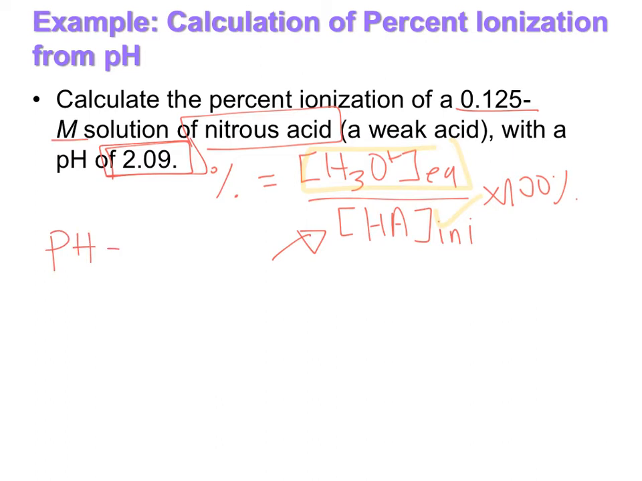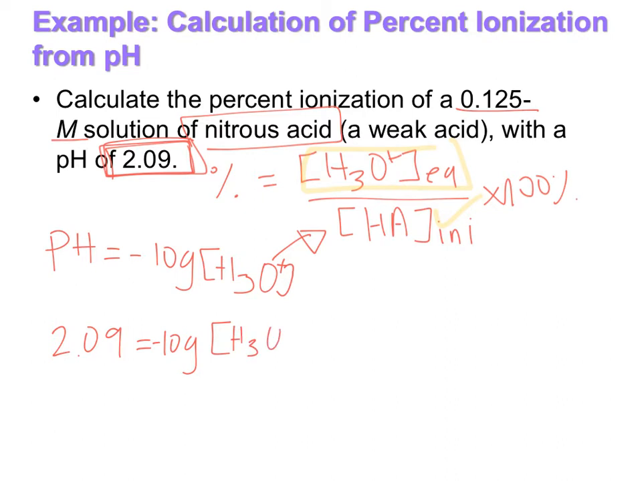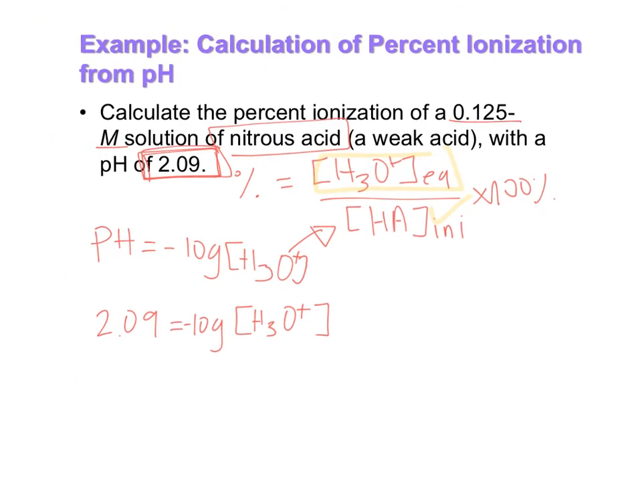So remember, pH is equal to the negative log of the concentration of hydronium. So we do have the concentration of hydronium. It's just hidden in that pH value. So that is our unknown. We're going to set our pH equal to the negative log calculation. And in order to take away that log and isolate the concentration of hydronium by itself, we need to take the anti-log of our pH value.